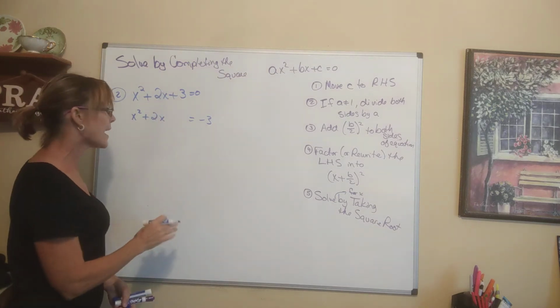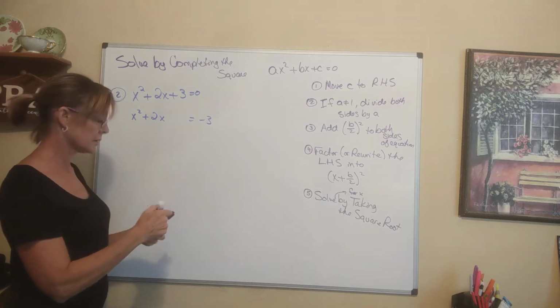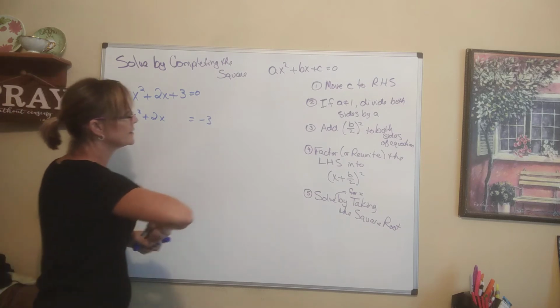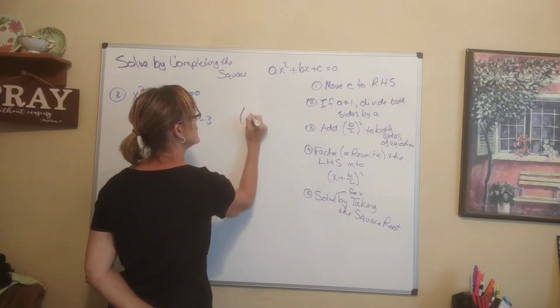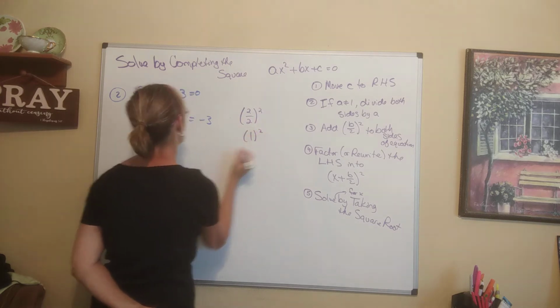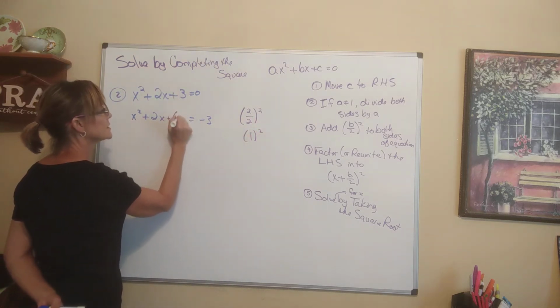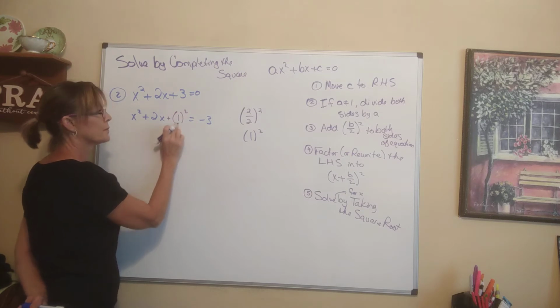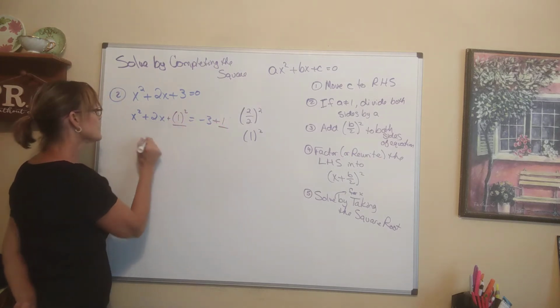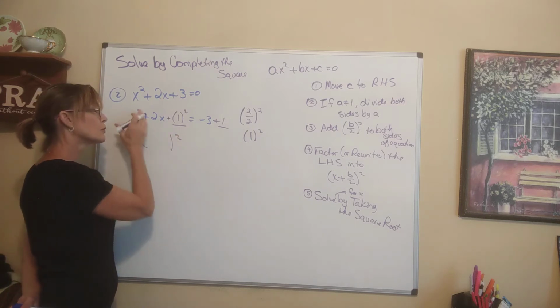Step number 3, add b over 2 quantity squared to both sides. Okay, so b is 2. So if we add b over 2, we're adding 2 over 2 squared, which is really 1 squared. We're going to add it to both sides. So I'm going to say plus 1 squared, but 1 squared is really 1, so I'm just adding 1 to both sides.